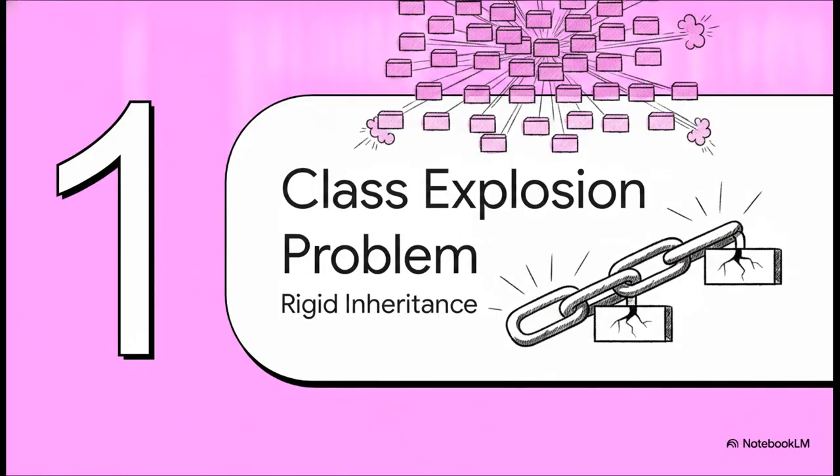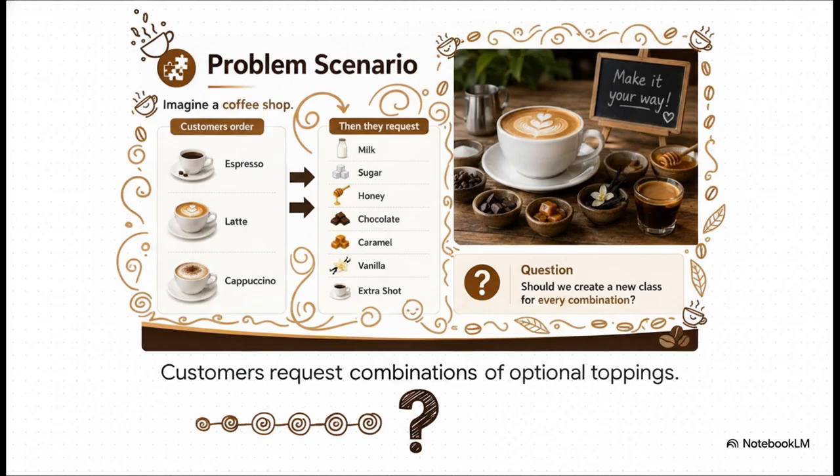All right, section 1, the class explosion problem. Imagine this real-world scenario. You're building a system for a local coffee shop. Naturally, customers start by ordering a base drink, right? An espresso, a latte, maybe a cappuccino. But let's be real. Nobody just orders a plain black coffee anymore. They want milk, sugar, a pump of caramel, maybe a dash of vanilla, until it's basically a milkshake. The point is, they want complete, unconstrained freedom to customize their drink.